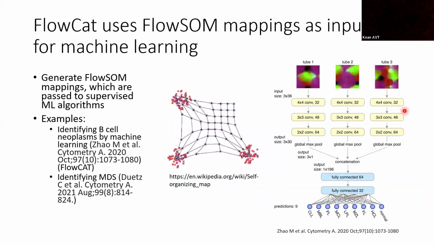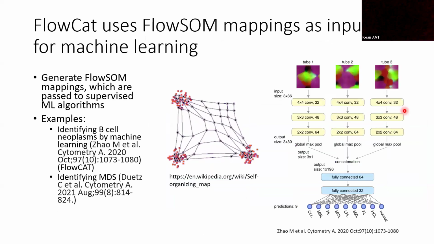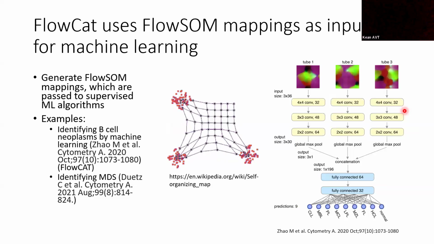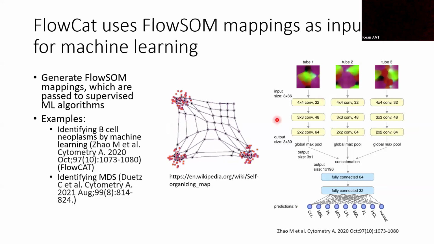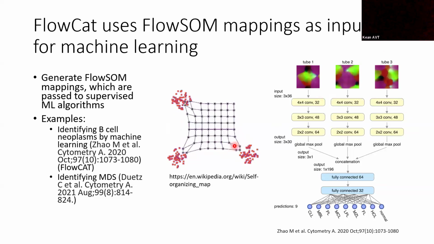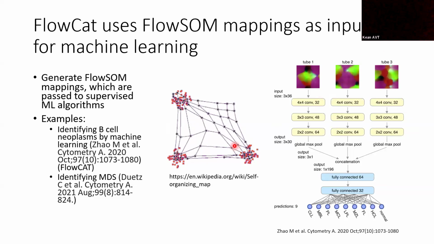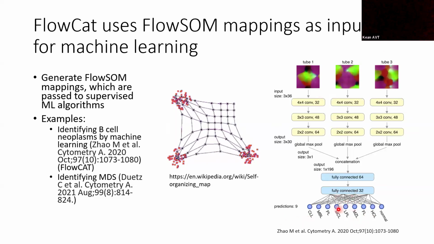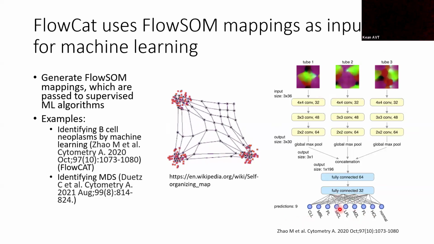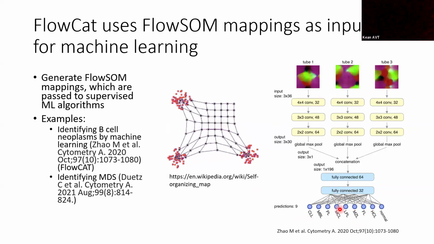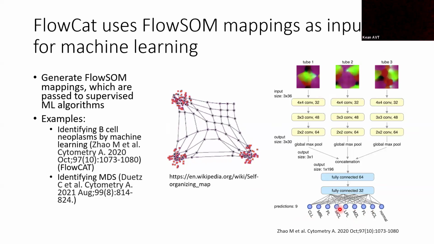FlowCat calculates flow sums for all the input data. And then what it does is it takes all those nodes as the inputs for the final machine learning classifier. And so in this case, they used a convolutional neural network at the end, but other groups have done similar things and used, like, a random forest and so forth.